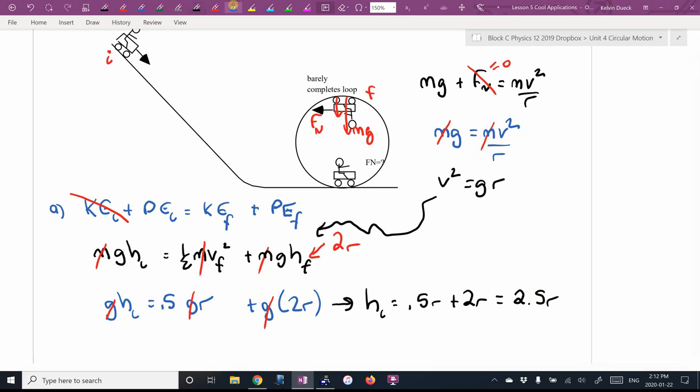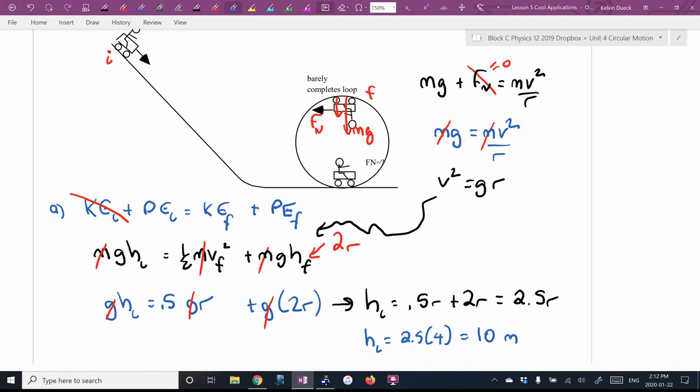And Thomas, put your calculator away. What is the radius according to this question? In your head, what's 2.5 times 4? I'll give you a hint. It's 10.